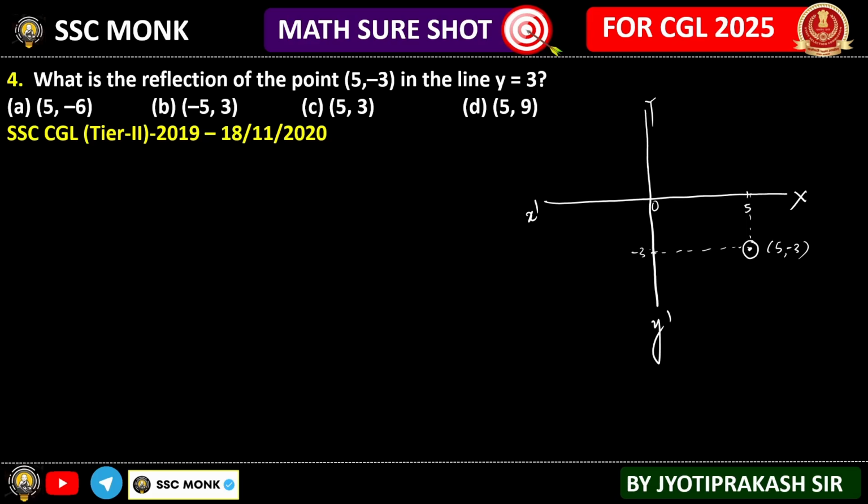Now it is saying if there is a line that is called y is equal to 3.